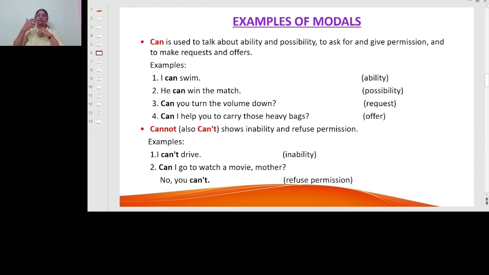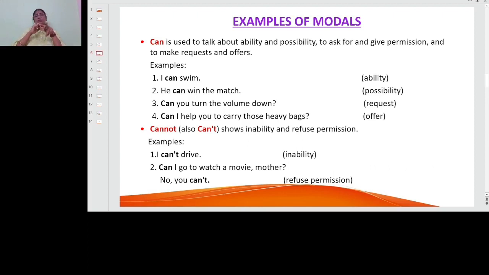Next one is offer. What is offer? You're offering your help or something like that. So, can I help you to carry those heavy bags? The bags are heavy, but you never ask me for any help. But I myself am offering help. In that case also, you can use can, this modal auxiliary, and express yourself. Can I help you? Can I write your notes? Can I help you in the homework? Can I help you in understanding the lesson? You are offering the help.